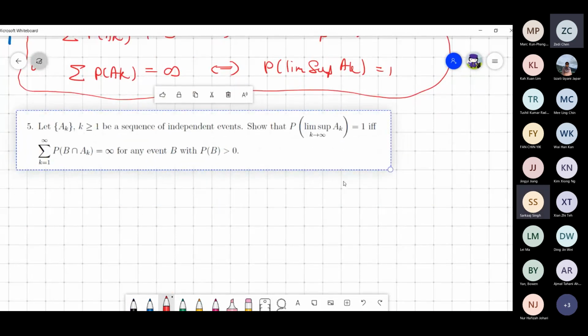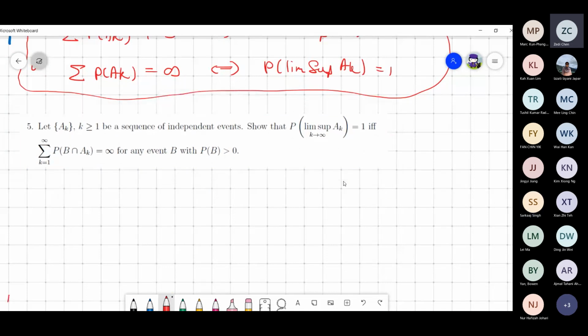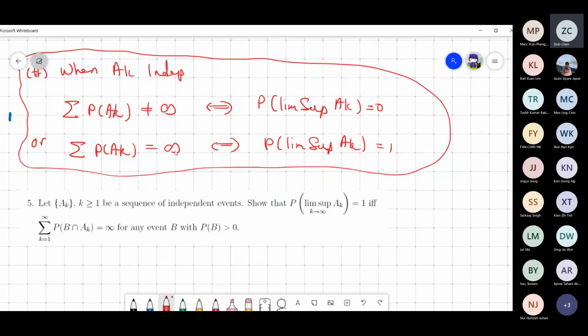Is it really if and only if? Is it really a two-way implication? If and only if means two-way. But then the textbook says only one. I mean, it doesn't say IFF. Which one? You are talking about the one inside the bracket or the questions? I'm talking about the Borel-Cantelli lemma, the second one.